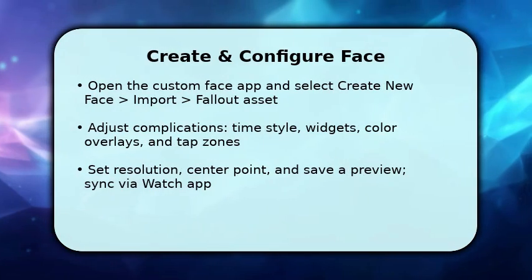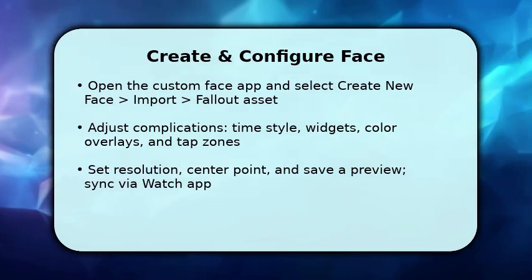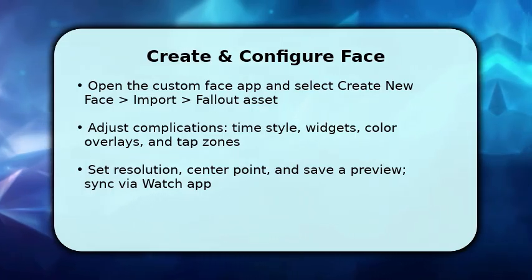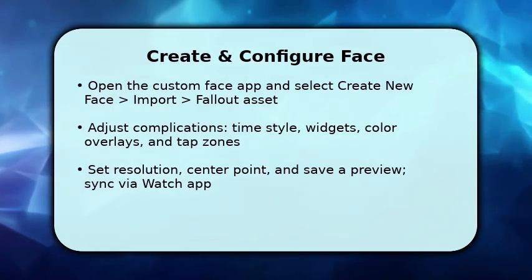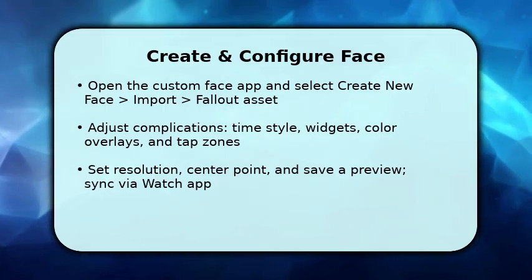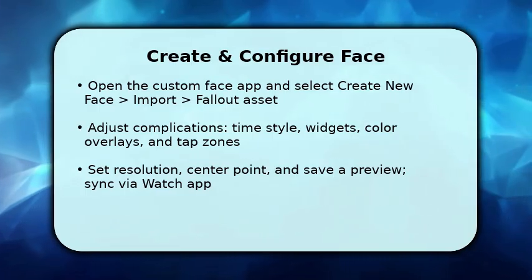Once the assets are in the app, you create a new face and import the Fallout image, then position the center and set resolution so the dial elements align. Make sure to configure complications, choose time display, battery, and a widget that matches the Fallout aesthetic. You should also apply color overlays or alpha masks to preserve legibility.